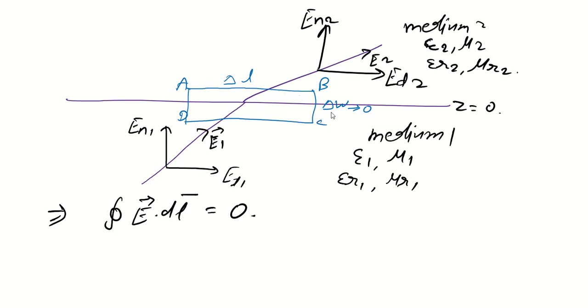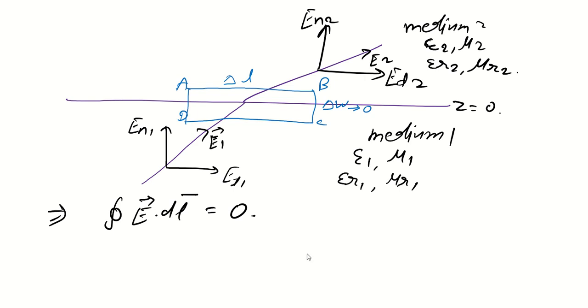Now if delta W goes to 0, then the loop lies on the surface, the interface between medium 1 and medium 2. Right now I have kept delta W quite big, but you just assume that it tends to 0, so that the loop is just on the surface.